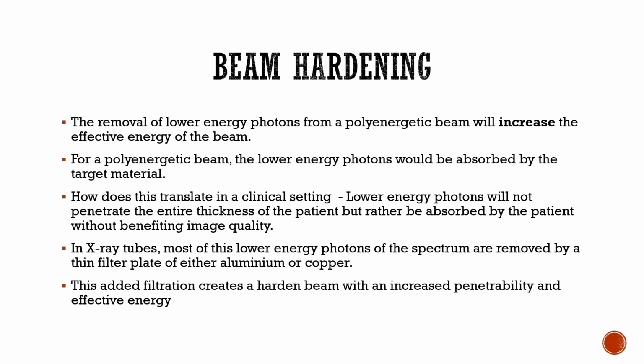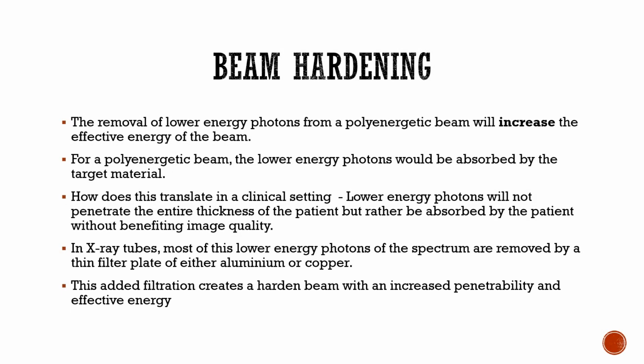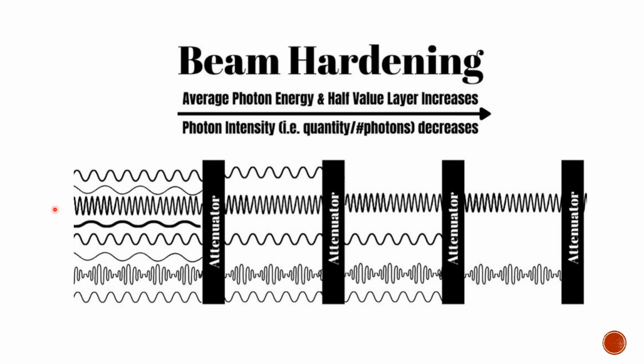In X-ray tubes, most of the lower energy photons of the spectrum are removed by a thin filter plate of either aluminum or copper. This added filtration creates a hardened beam with an increased penetrability and thus increased effective energy. This diagram shows the effects of beam hardening as a polyenergetic beam traverses through 4 sheets of an attenuator. Here you can see, starting from the left, the polyenergetic X-ray beam comprising different photon energies, depicted by longer wavelengths and shorter wavelengths.